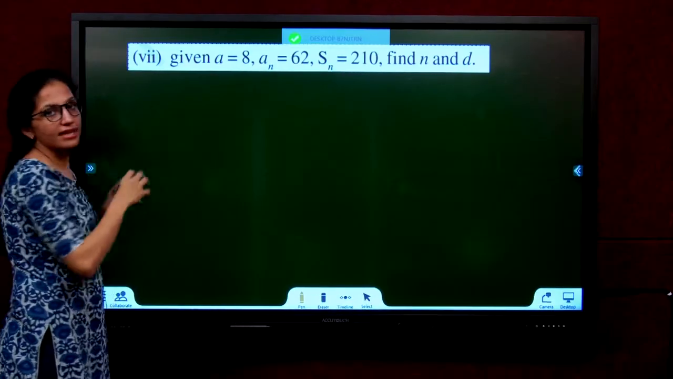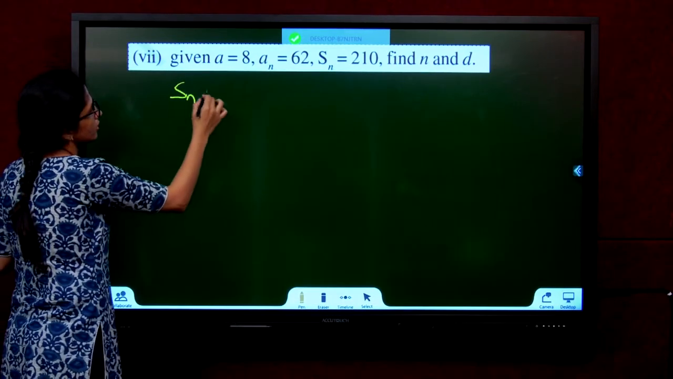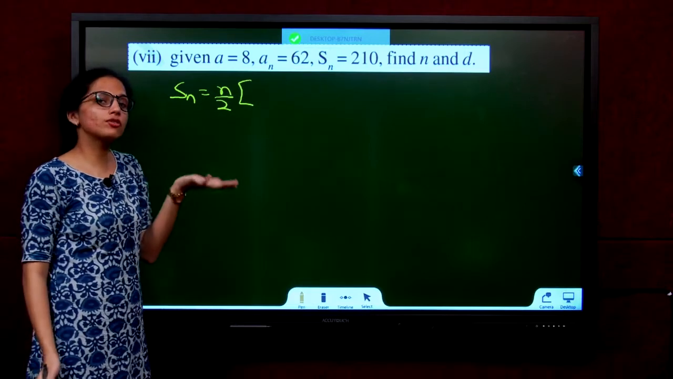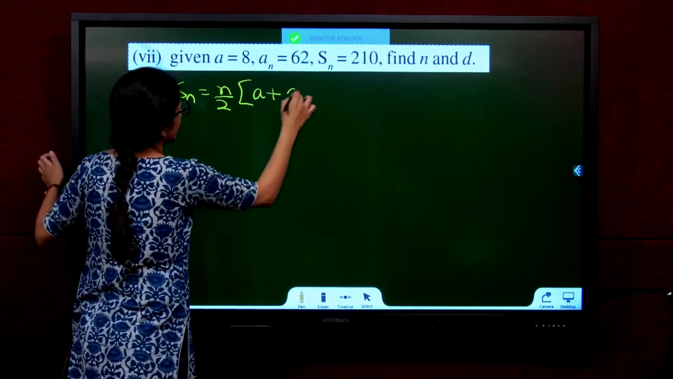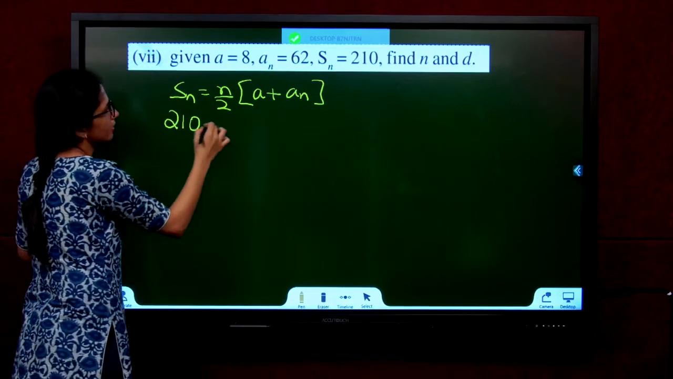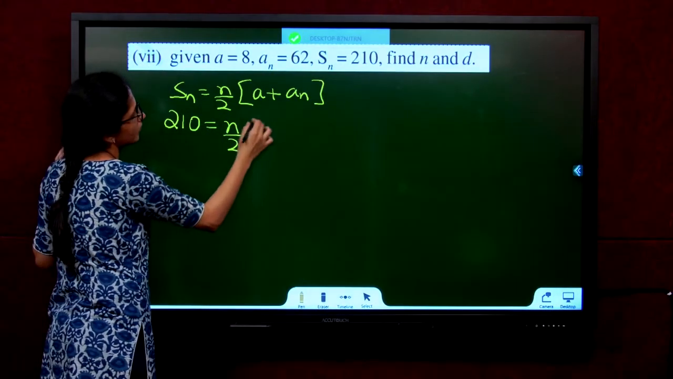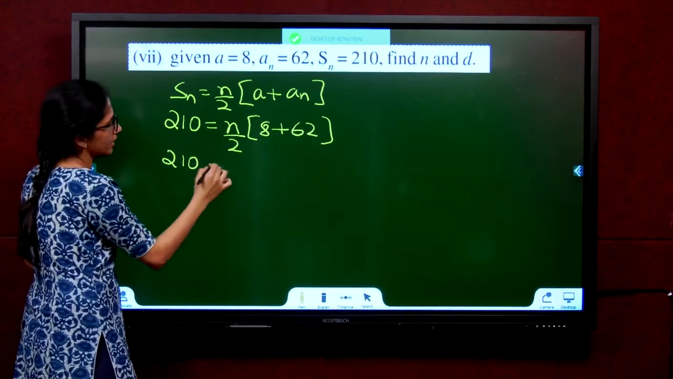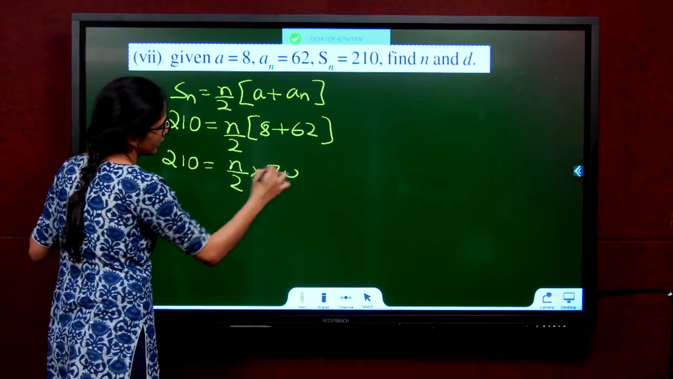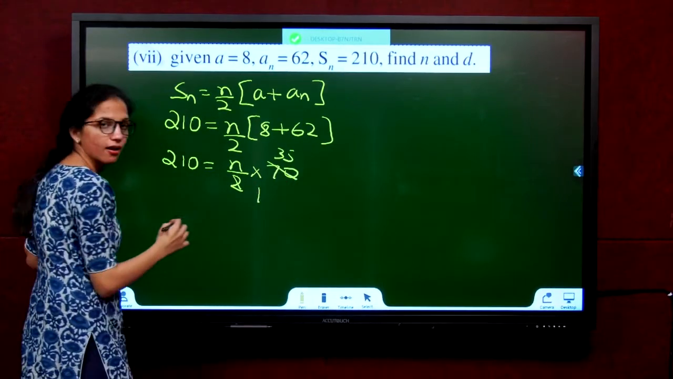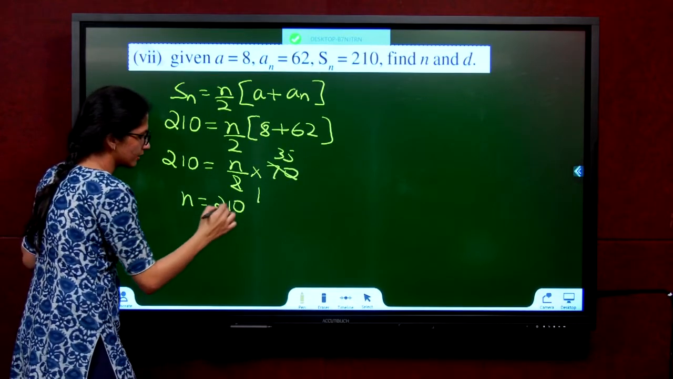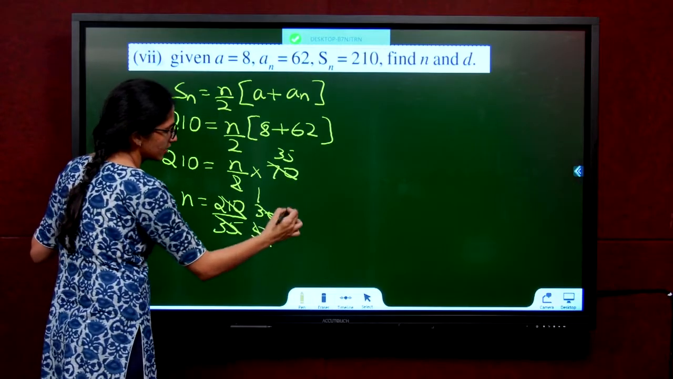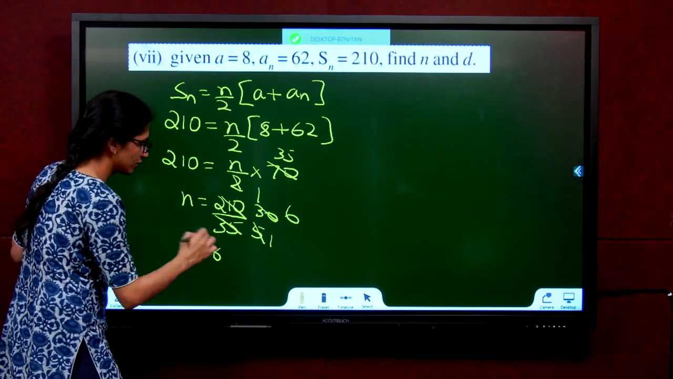a is given, an is given, Sn is given. Which formula of Sn will you use? n by 2 into a plus an. Why? Because an is given. If d was given, we would use the other formula. So 210 is equal to n, we don't know, by 2, a is 8 plus 62. Fine. 210 is equal to n by 2 into 70. 1s are 35s are. n is equal to 210 by 35. 7 30s are, 7 5s are, 1s are, 6s are. n is equal to 6.